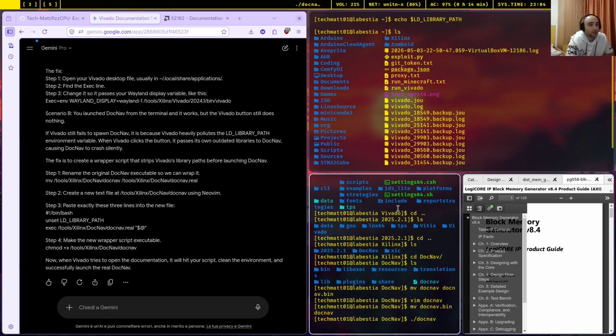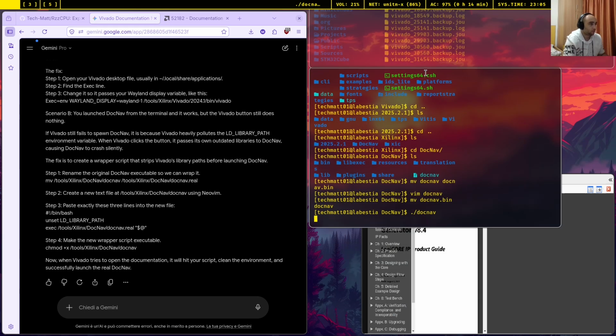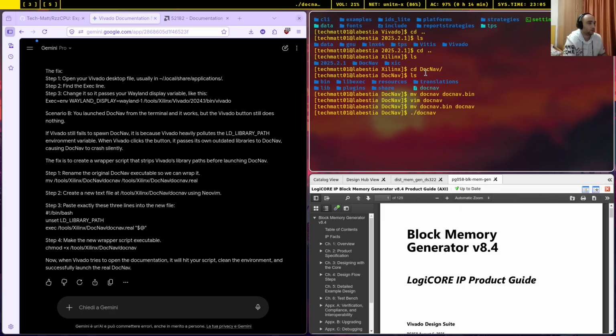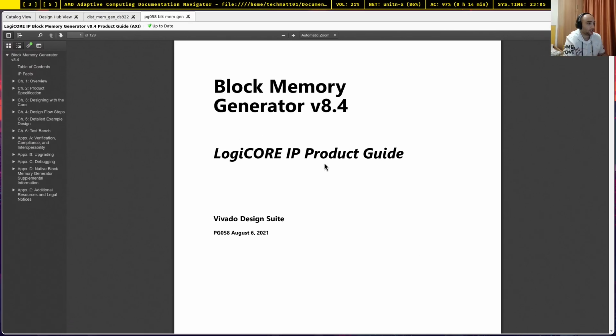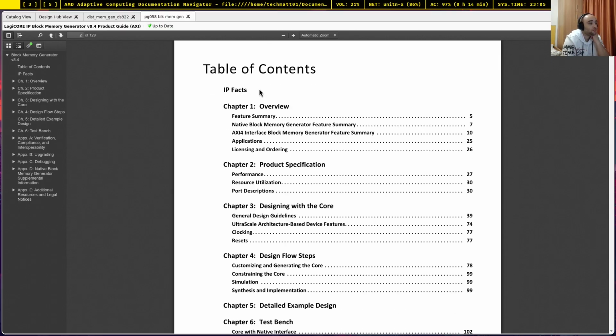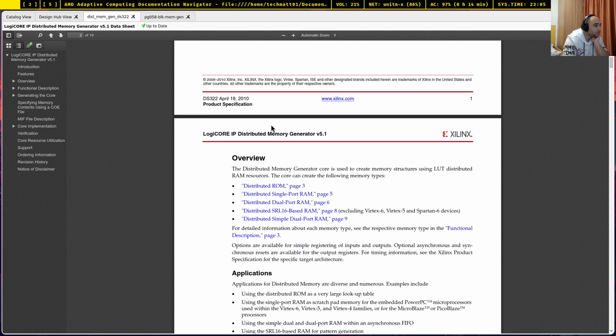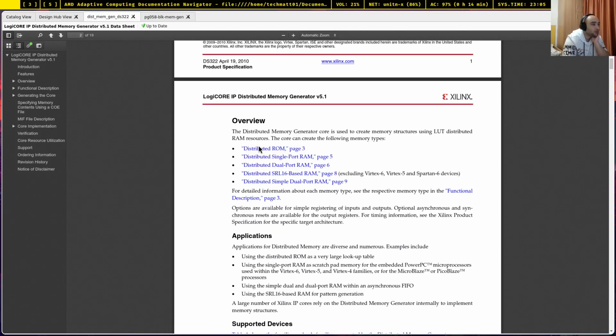I don't care. I mean, as of now, I don't care. I'm gonna fix that later. So, let's actually see. Let's actually first see the distributed memory. Just look at tables with RAM resources. Distributed read-only memory, single parts RAM. Okay, so you can do both actually.